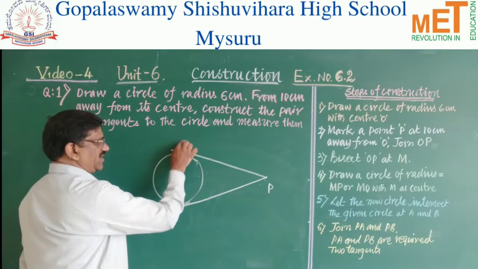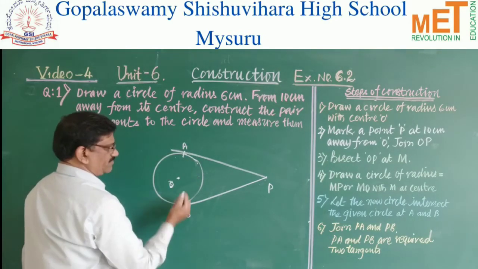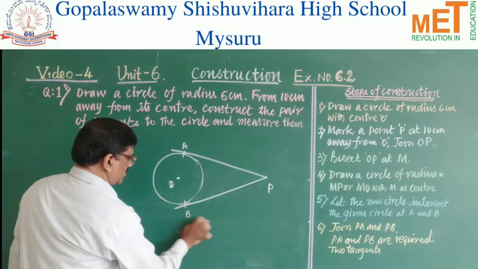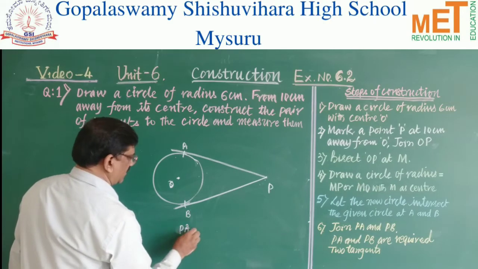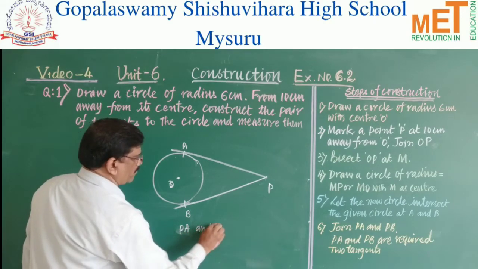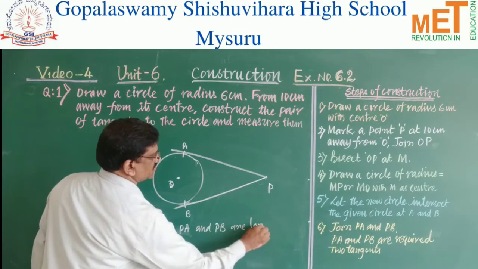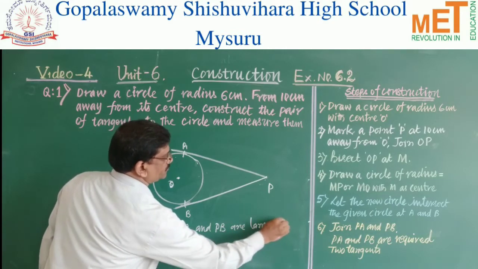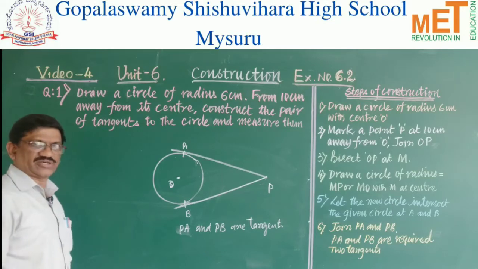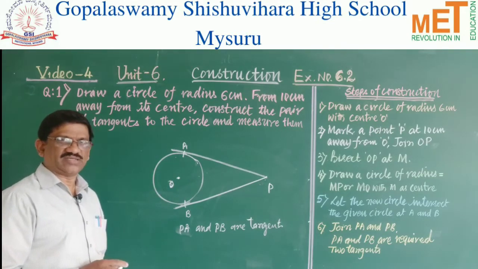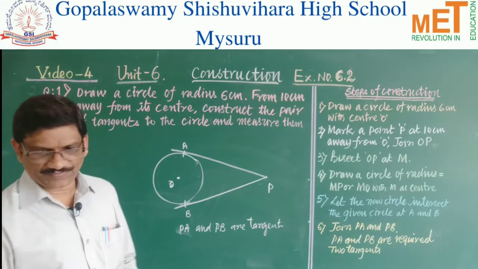So let this be A and this is B. So here it is PA, sorry, PA and PB are tangents. Clear children? Okay, we have to construct like this, children. Okay, shall we start construction now? Okay.